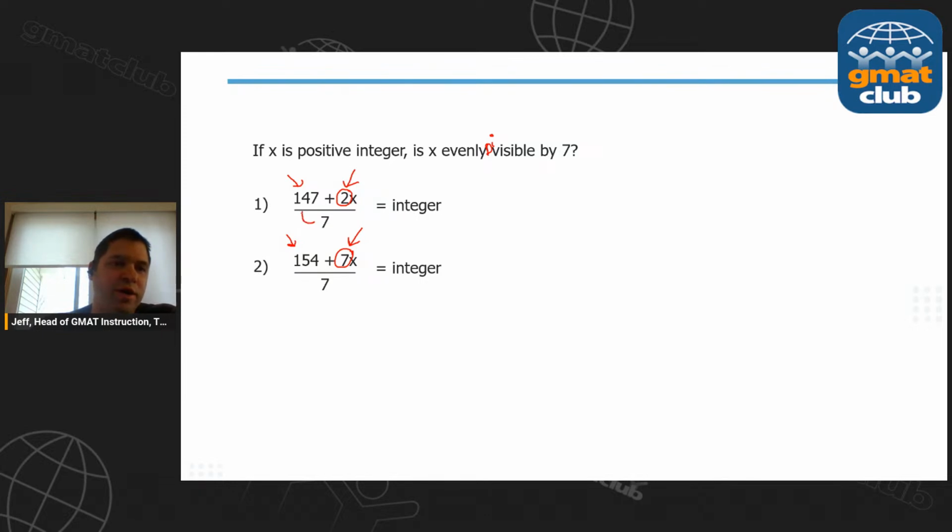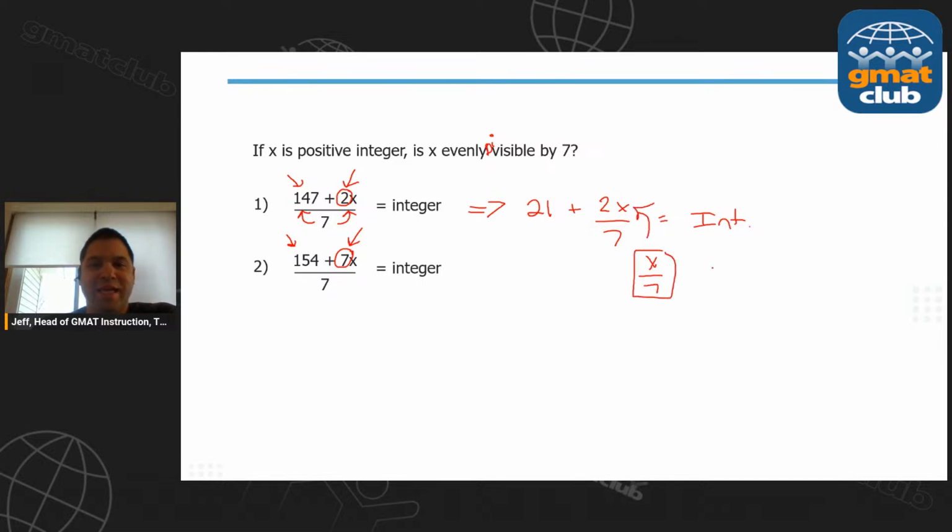One thing that's important is you need to split the division here, right? So 7 goes into 147 21 times, and 2x over 7, well, 7 doesn't go into 2. So the question is, how are we going to end up with an integer here? The only way is if x over 7 is an integer, which means that statement has to be sufficient.